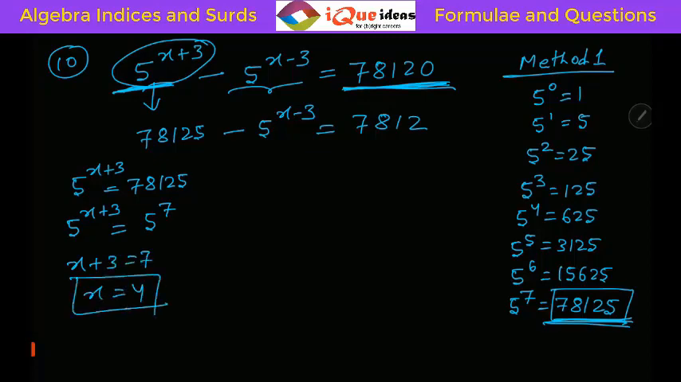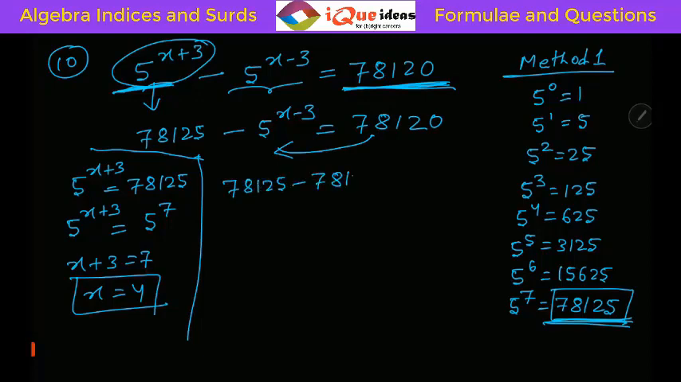Right? Let's check from the second part whether it is correct or not. Okay. Now from this equation, bring the 78120 to this side. This will become 78125 minus 78120, that is equal to 5 raised to the power x minus 3. Now 78125 minus 78120 is actually 5. That is 5 raised to the power x minus 3. Now 5 is 5 raised to 1. So 1 is equal to x minus 3. Right, so that means x equal to 4.